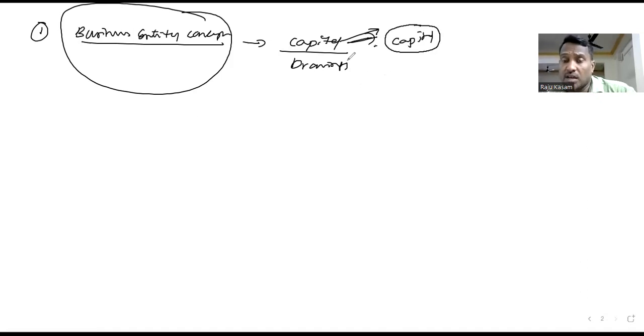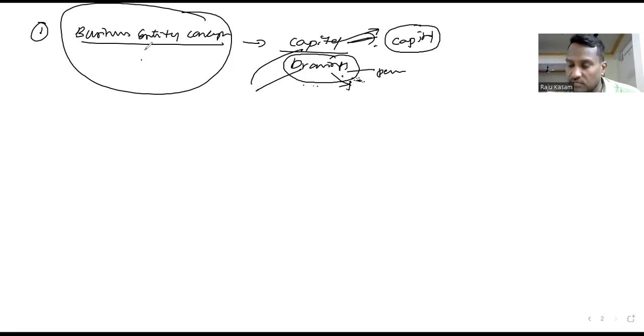Then at the same time, when the owner draws some amount or cash or goods from the business for his personal use, it is called drawings. Means in this situation, the owner is using the cash or goods from the business. Means he is taking from the business. So while he is taking from the business, we record it in accounting books as drawings.